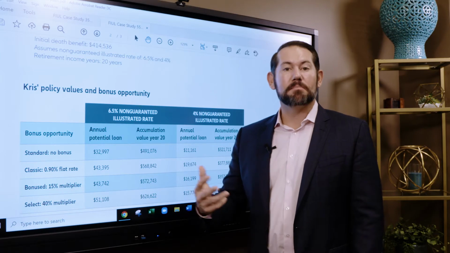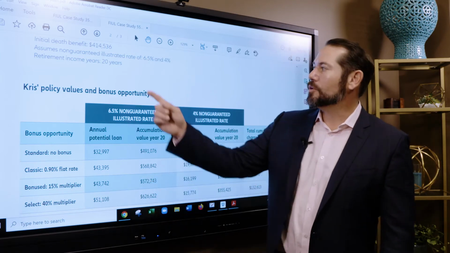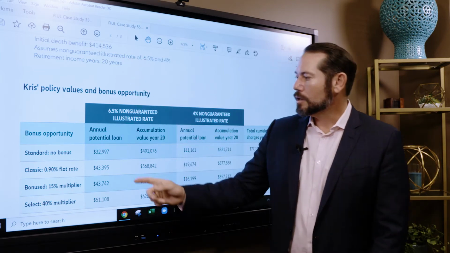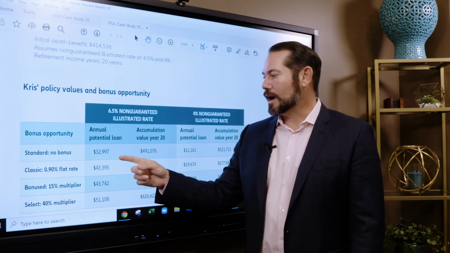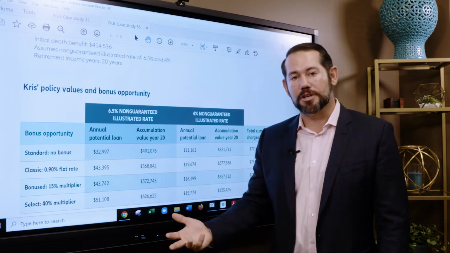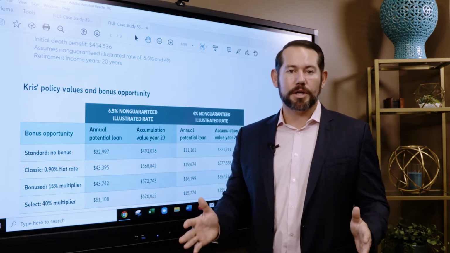So $51,000 for 20 years, that's $1 million in tax-free income. We've only put in about $250,000. Down here, if we take this lesser option, it's $640,000 of tax-free income over a 20-year period.